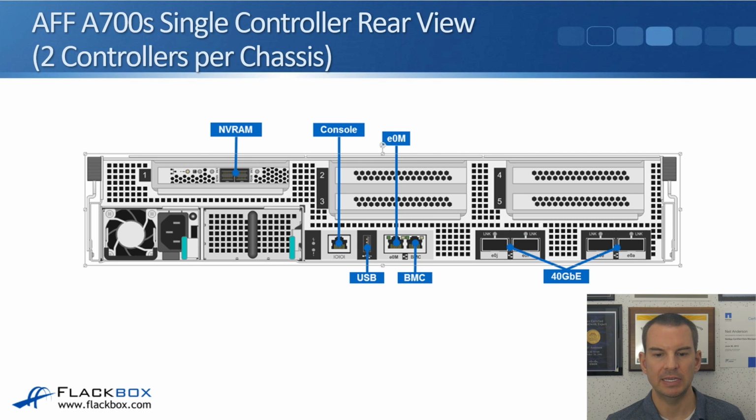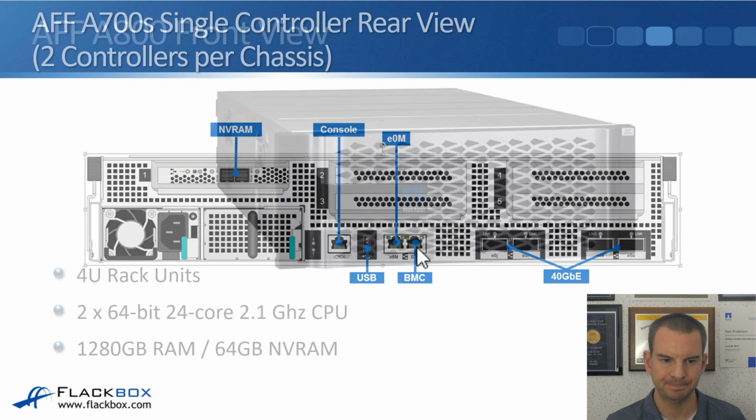Looking at the back of the A700S, this is a single controller again. The first slot here is taken up by the NVRAM, so the other 4 are what we've got available for expansion cards. We've got the 4 40 gigabit Ethernet connections down here in the bottom right. We've got our e0M for remote management over our IP network, and we've got the console port for the local management over a console cable. There's also a BMC port here as well, which again is used for remote management. It works a bit different though. I'll cover that in a later lecture.